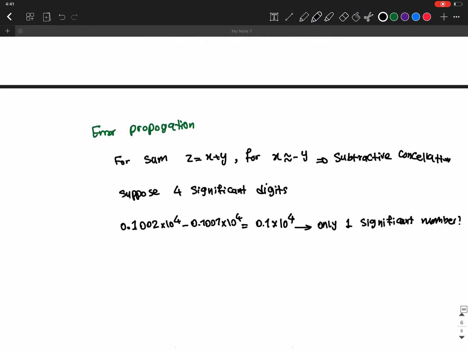Right? So this is going to lead to subtractive cancellation, a catastrophic cancellation of the significant digits that can really smear out our solutions.